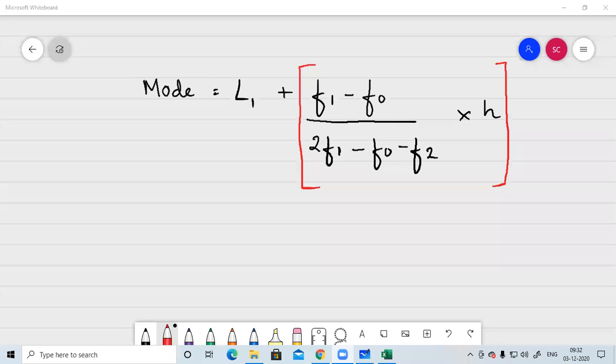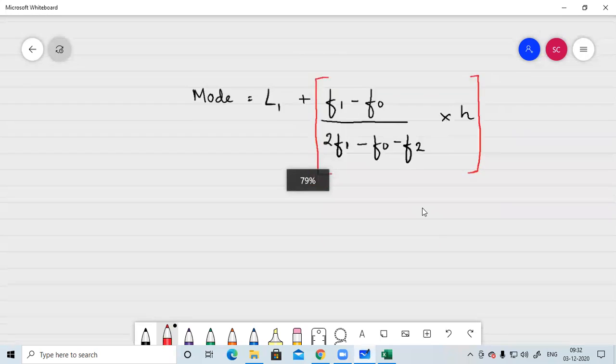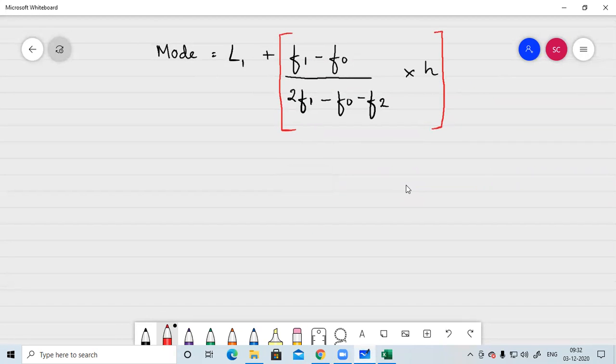Okay. So can you see the screen, children? Yes, sir. Today we are doing mode. Last time we did median. Prior to that, we did mean, and today we are going to do mode.